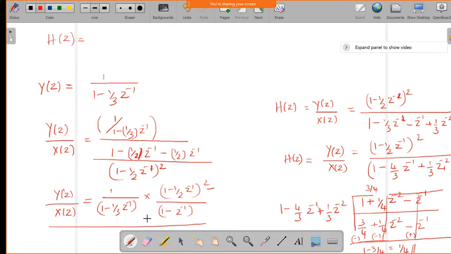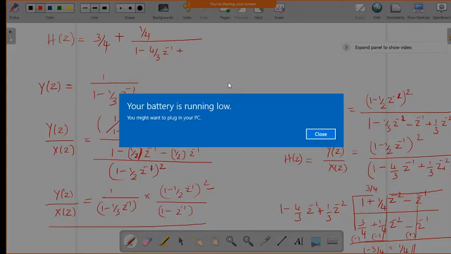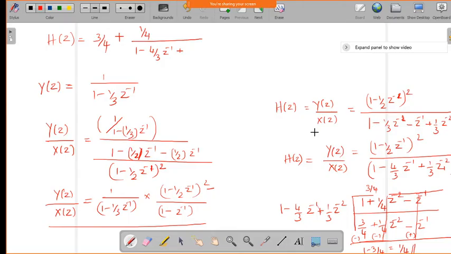So this one we can write in terms of the long division method, that is 3 by 4, the constant factor, plus whatever the remaining value, which is 1 by 4, divided by 1 minus 4 by 3 z power minus 1 plus 1 by 3 z power minus 2.